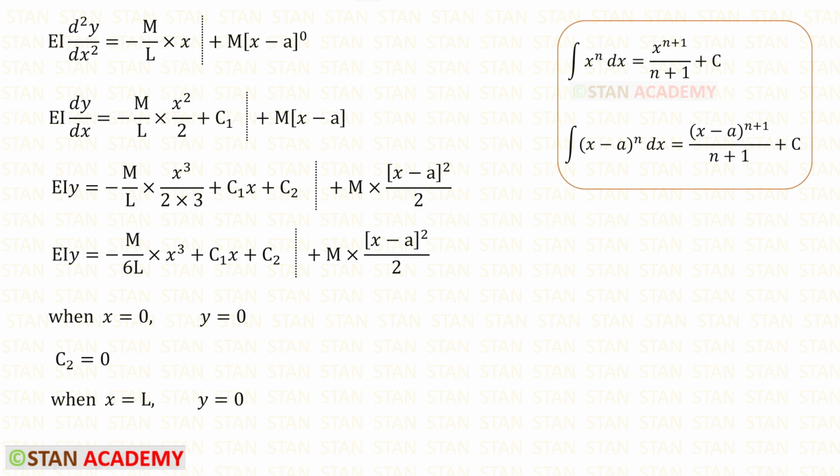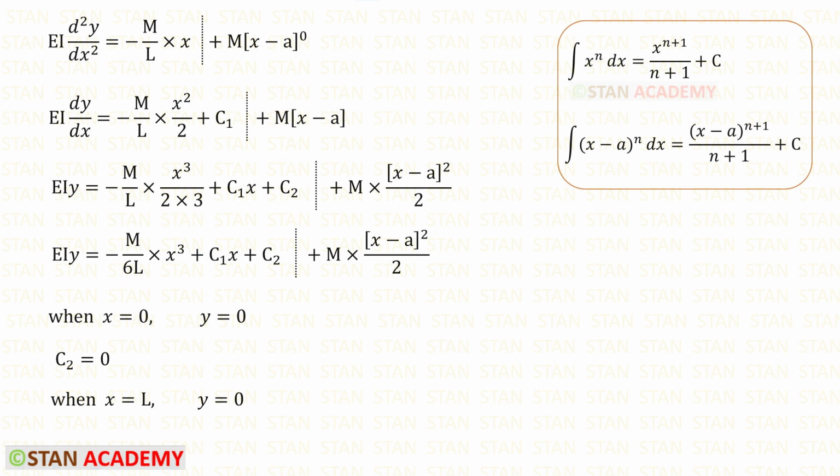One more time, we have to integrate on both of the sides. When we integrate this, we will get y. When we integrate x square, it will be x cube upon 3. Here there is no x, so we have to multiply with the x. C2 is the new constant. When we integrate this, we will get this. 2 into 3, it will be 6.